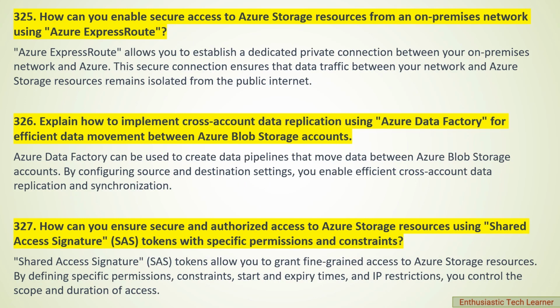How can you enable secure access to Azure Storage resources from an on-premises network using Azure ExpressRoute? Azure ExpressRoute allows you to establish a dedicated private connection between your on-premises network and Azure. This secure connection ensures that data traffic between your network and Azure Storage resources remains isolated from the public internet.